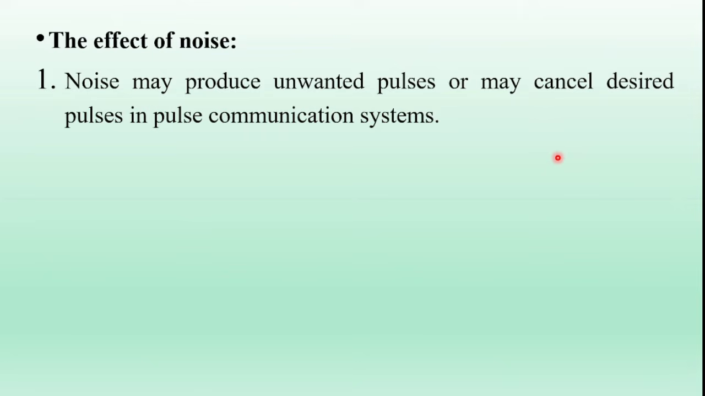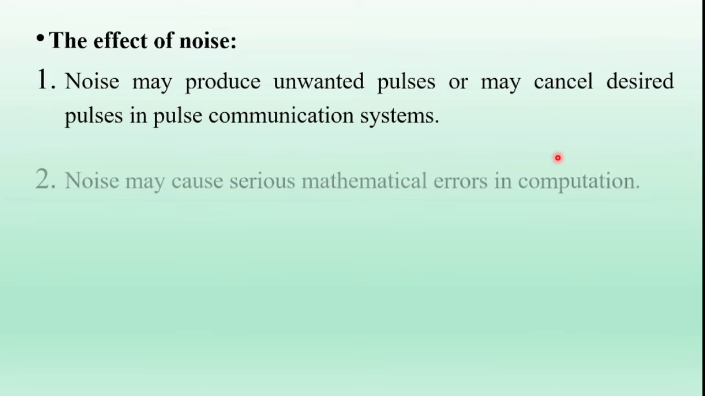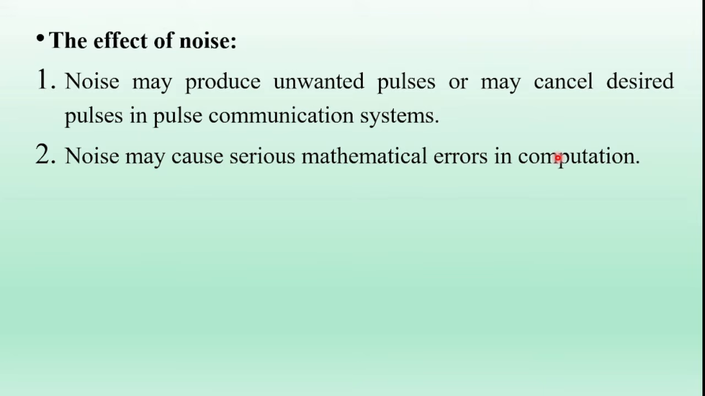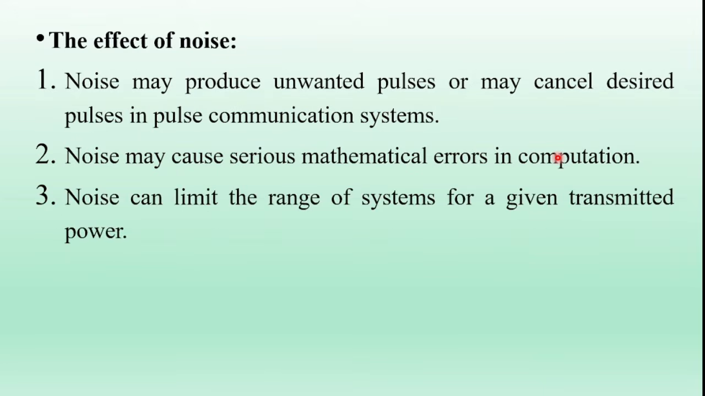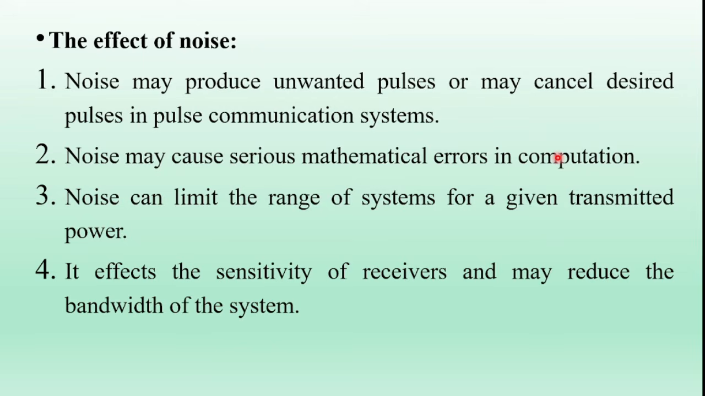And what is the noise effect? Noise may produce unwanted pulses or may cancel desired pulses in a pulse communication system. Noise may cause serious mathematical errors in computation. Noise can limit the range of systems for a given transmitted power. It affects the sensitivity of the receivers and may reduce the bandwidth of the system. So these are some effects of noise.